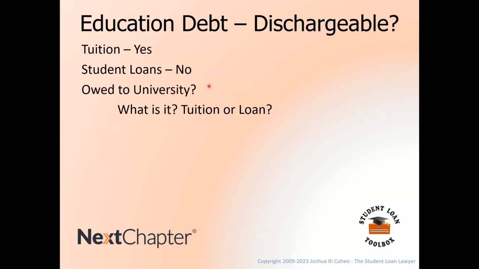Is it owed to the university? Well, what is it? Is it tuition owed to the university? In which case, yes, it's dischargeable. Or is it a student loan owed to the university? In which case, it's not. By the way, tuition converted to a loan is still tuition and it's still dischargeable. There are little nuances there, but that's something we can answer in Q&A at the end.